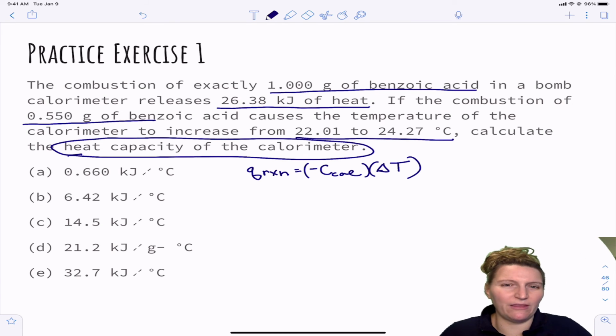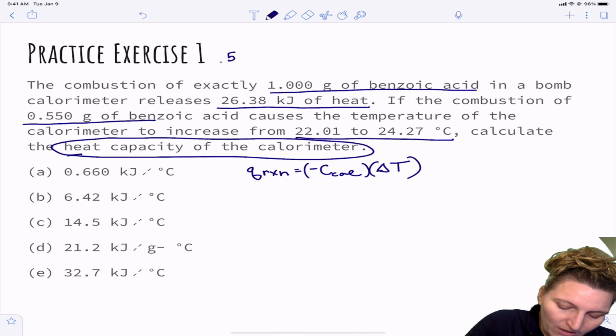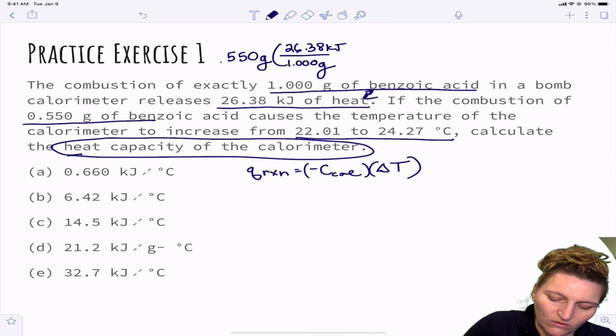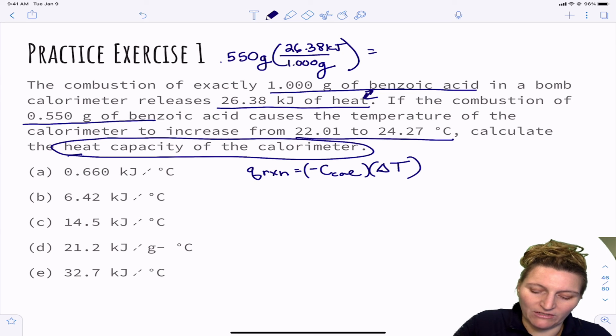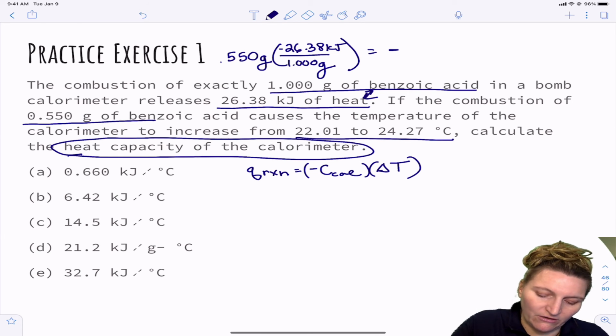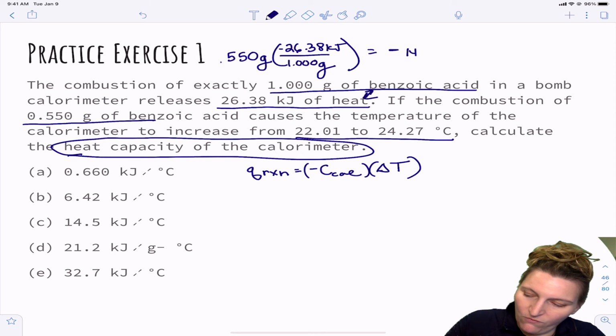I don't have Q reaction, but I think I can figure it out, because if 1 gram released 26.38 kilojoules of heat, I should be able to figure out what 0.550 grams is. And I can do that with a proportion, but I'm going to do it with dimensional analysis, because these two things can be a conversion factor. That 1.000 grams released 26.38 kilojoules. So that means that this reaction must have released, so now Q reaction is going to be a negative number. So I'm going to put a negative sign here, because we could think of that as being the energy change, right? This is going to be negative 14.509 kilojoules.